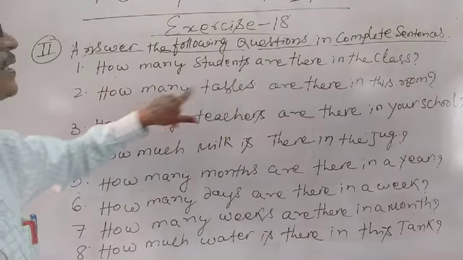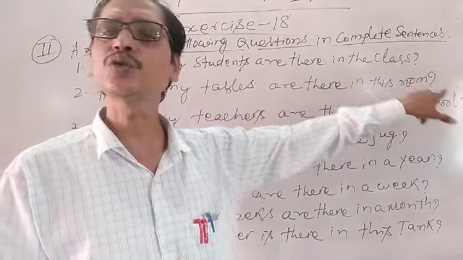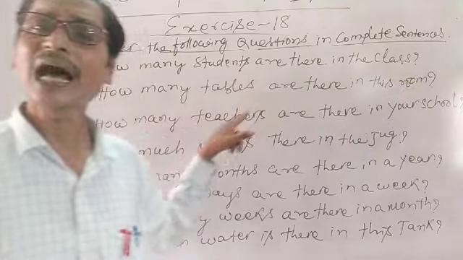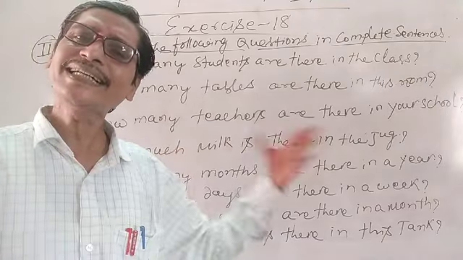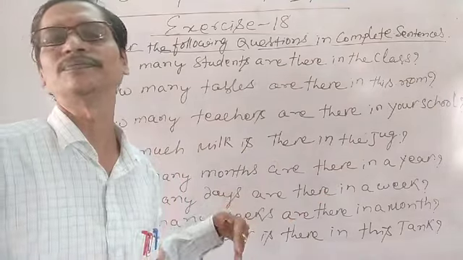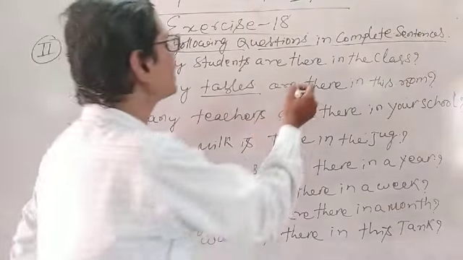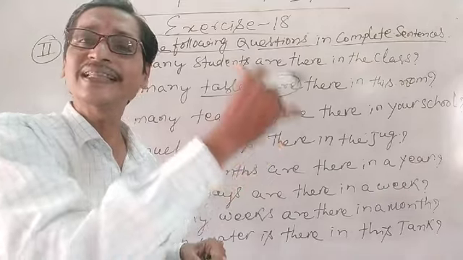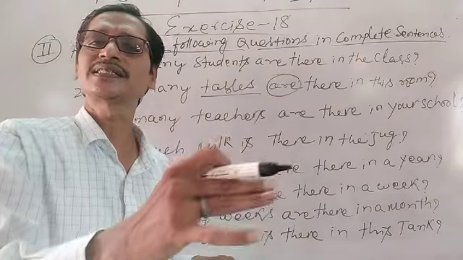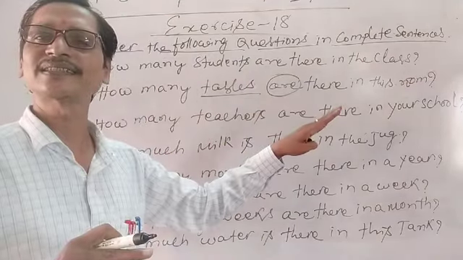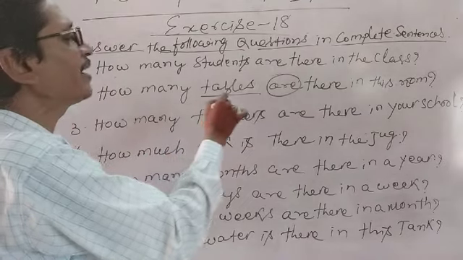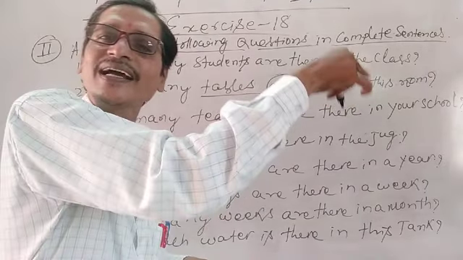So, how many tables are there in this room? There are 20 tables in this room. Here you are talking about tables and it is talking about the present time. There are 20 tables in this class. Understand? You have to write there are 20 tables in the class.